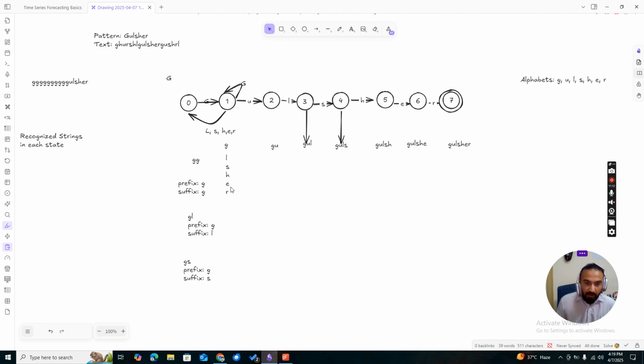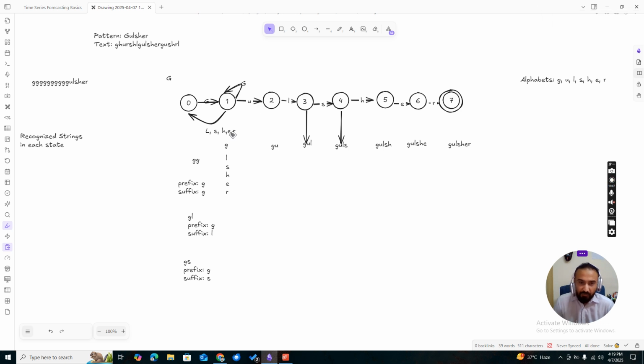Let me start from the initial state. We are in the initial state, G has occurred, and there is a transition from the initial state to the first state. Now we are in the first state, 1G has occurred, and we are checking for the possibilities so that we could transit to the next state. For the next state, the correct possibility is U. So if U occurs, we will transit to the second state.